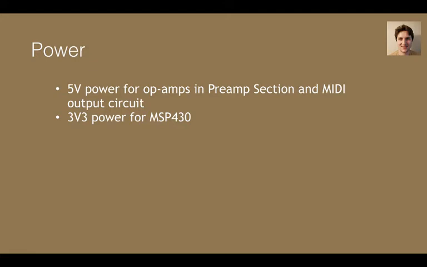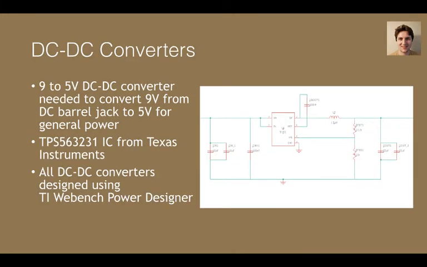This device requires two different voltage levels, two different power rails: 5-volt power for the op amps in the preamp section and the MIDI output circuit logic, and 3.3 volts power for the MSP430. The DC to DC converters that we were using for this include a 9-volt to 5-volt DC to DC converter using the TI Webbench tool. It was designed around the TPS563231 chip.